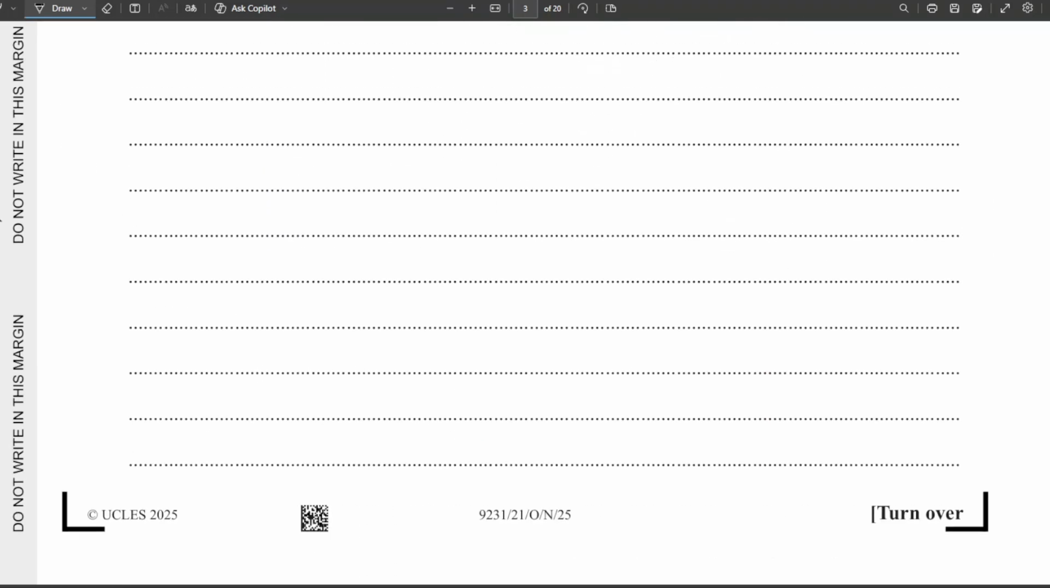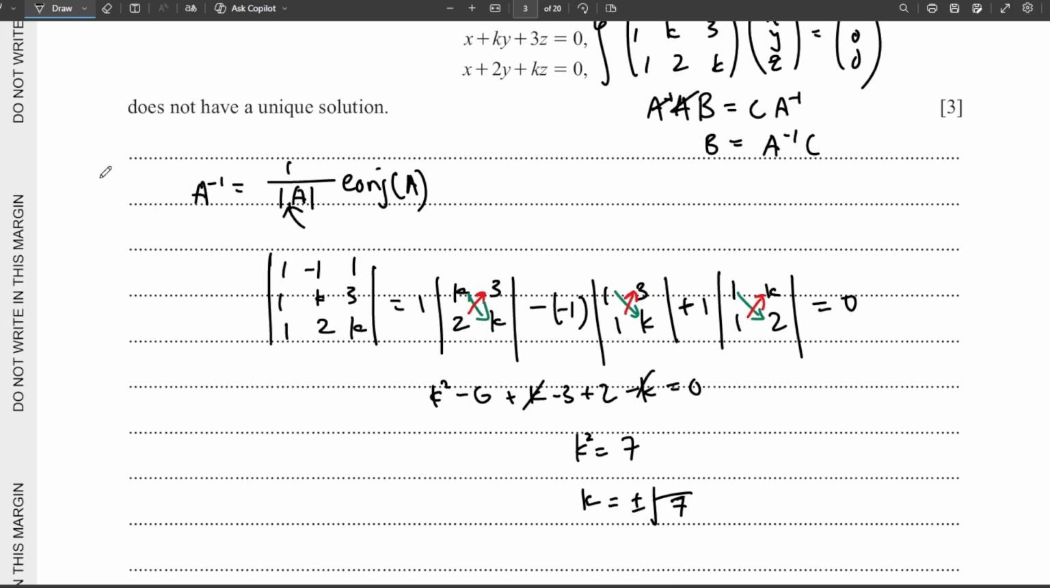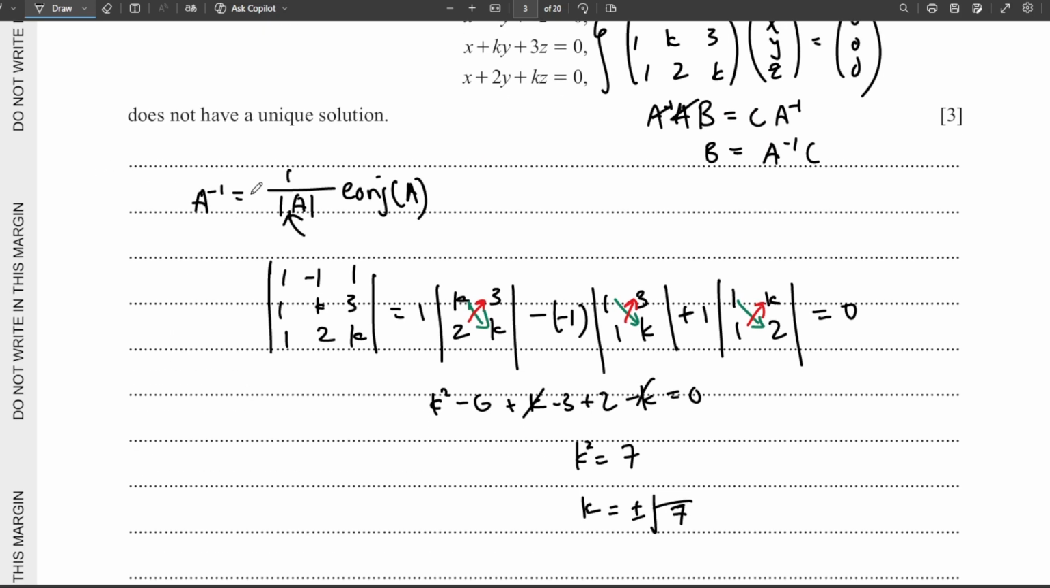Okay, so that's the first question of this paper. We'll proceed to do the next few questions soon. Okay, so this is the first question.